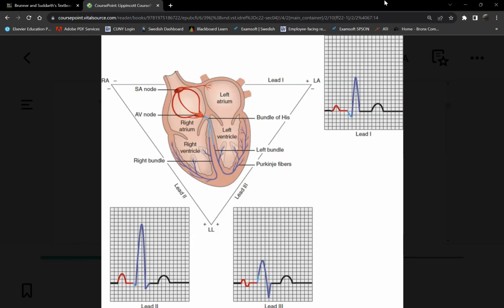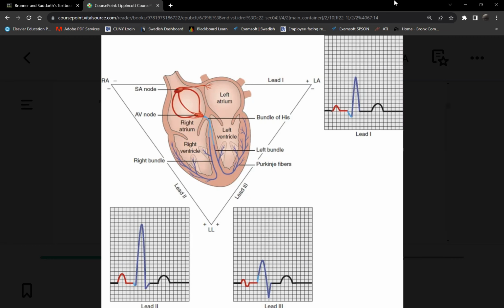Now, how do 10 leads give you 12 views? Well, because some of the leads are bipolar. Look at the left arm. The left arm lead carries both positive and negative poles, so they are called bipolar leads. Unlike the others, which carry only a negative or a positive charge, because it's positive and negative, that will give you 2 views. They will interact with another lead, giving you an extra view.